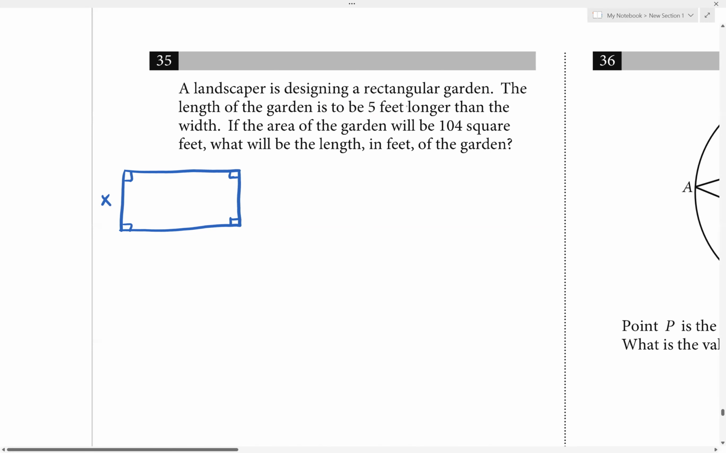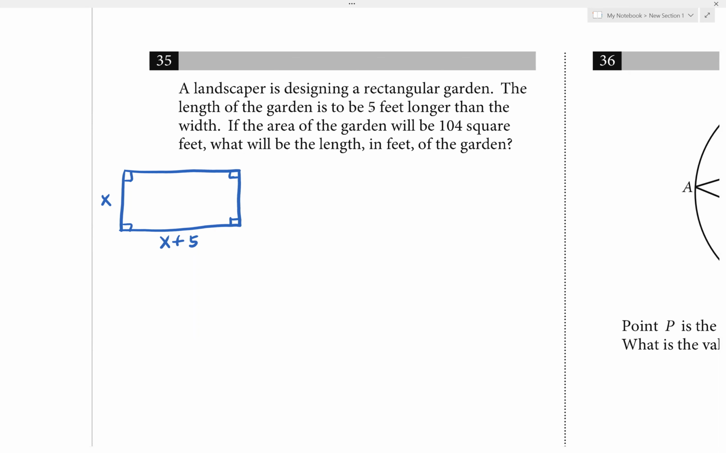Then if the width is x, we can say the length is 5 feet longer than the width. We don't want to introduce another variable here. We don't want to say the length is y. Instead, since we know the length is 5 feet longer, we can represent the length using x plus 5. It's 5 feet longer than the width, and the width is x. So the length should be x plus 5.